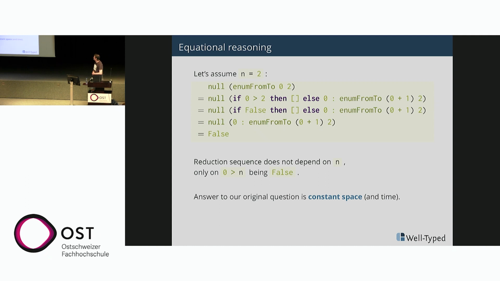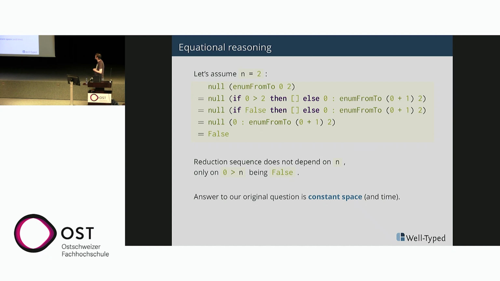Okay. So there are two things now. That was our reduction sequence, and we've been following this outermost reduction strategy. There are two things still to add. One is that we have been making the assumption that n is equal to 2, but if you look at the reduction sequence, where does the 2 actually come into play? The only point where the 2 is really important is when computing 0 is greater than 2 and evaluating that to false. And it would work for any number that is greater than 0.